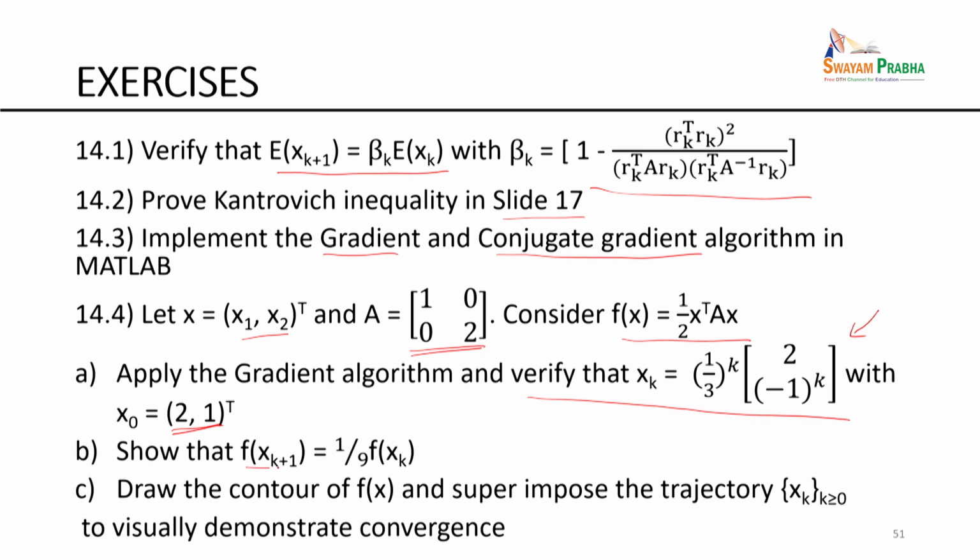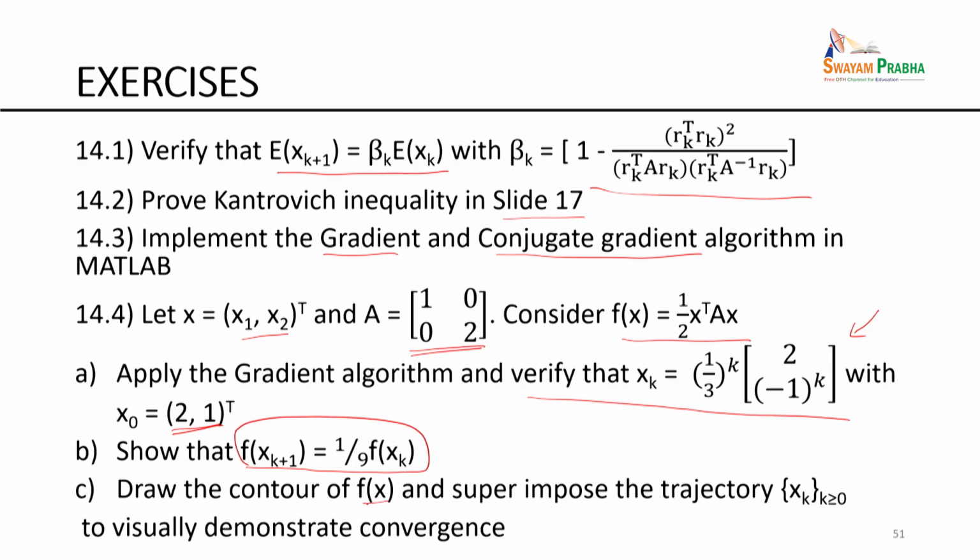Using this, show that the value of the function from k to k plus 1 decreases by a factor of 1 over 9. That means f of 1 is 1 over 9 times f of 0. And f of 2 is 1 over 9 times f of 1, which is 1 over 81 times f of naught.